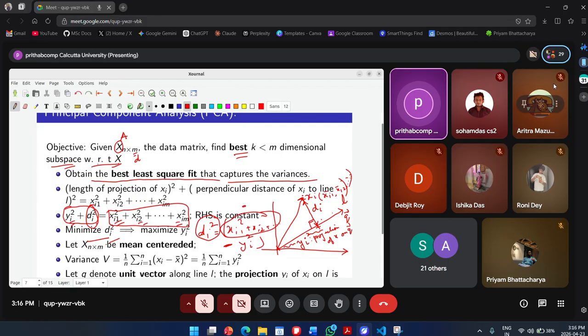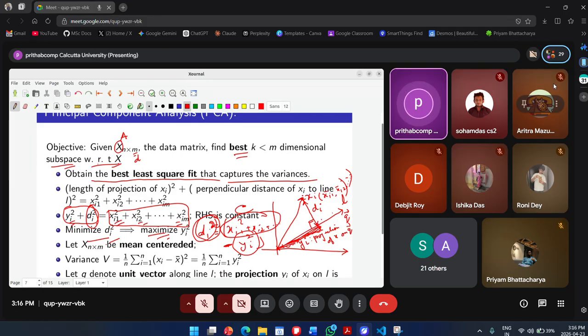So minimizing di square essentially means, since there is a subtraction here, some constant minus yi square, where yi square is the projection. If I have to minimize di, I have to maximize this term, then only the difference between the two will be less. So minimizing di square means maximizing the projection square. And this is what the variance is. So we want to maximize this yi square.